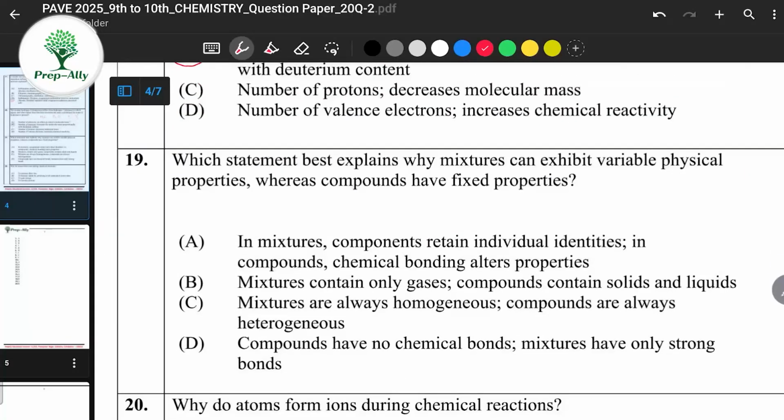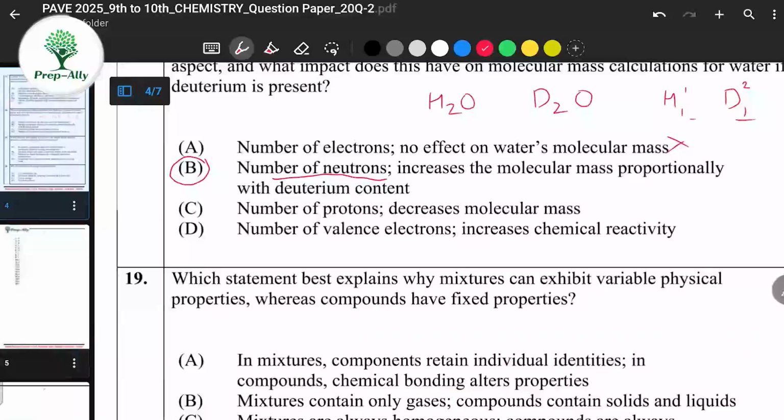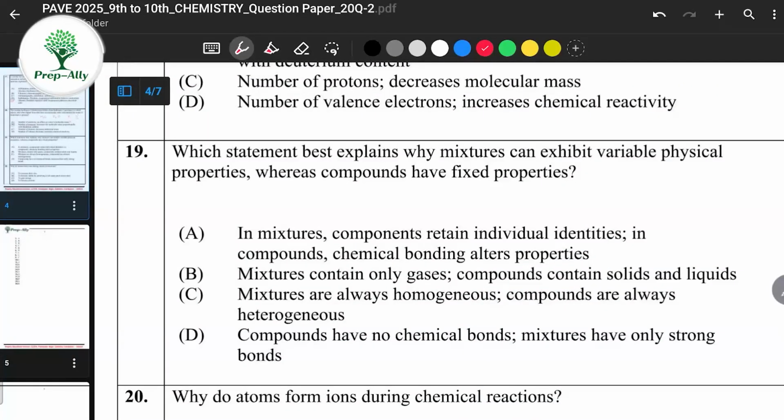Question number 19. Which statement best explains why a mixture can exhibit variable physical properties whereas compounds have fixed chemical properties? In a mixture, components retain individual identity. In compounds, chemical bonding alters properties. So we need to find the correct option. For question number 19, it is which statement best explains.